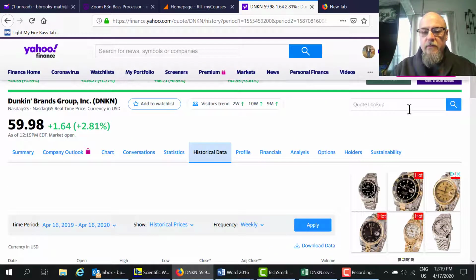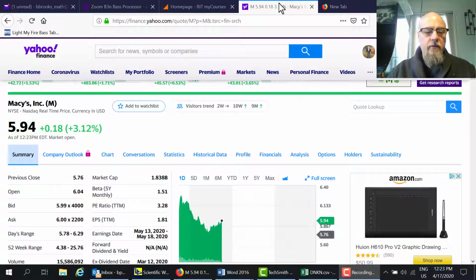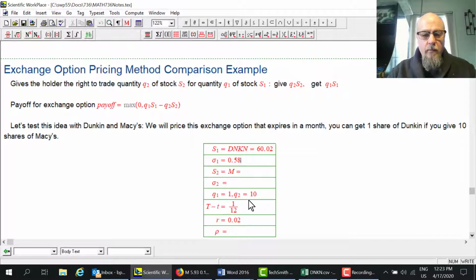Another good thing about Macy's is that it's easy to spell, M for Macy's. So here's Macy's, $5.93. So that 10-to-1 ratio, Q1 and Q2, that makes good sense. So $5.93. Macy's is $5.93. And all I got to do is get the sigma in the same way. So I'm going to go gather the data for that. Get the returns, standard deviation of the returns, annualize it, just like I did for Dunkin'.